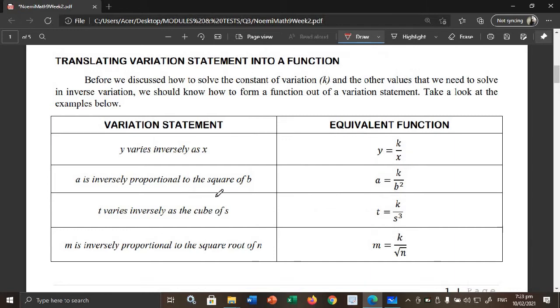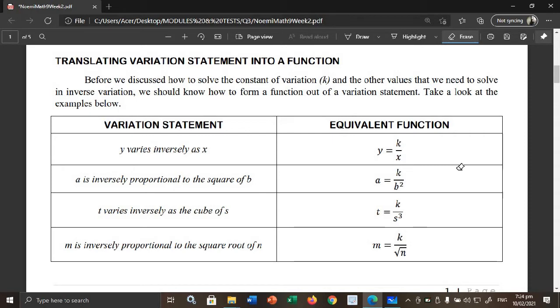And then the third one, we have t varies inversely as the cube of s. So dito din merong condition. We have t is equal to k over s cube, kasi according sa variation statement, it is a cube of s. So kapag sinulat natin yan into a function, that will be s cube. And then lastly, we have m is inversely proportional to the square root of n. So we have m is equal to k over square root of n, kasi according sa variation statement, square root ang n dapat.